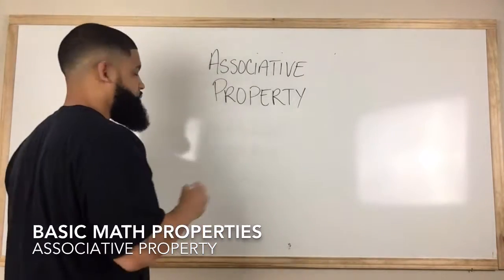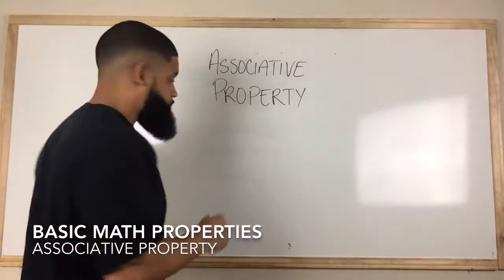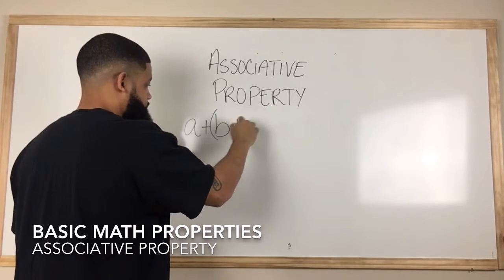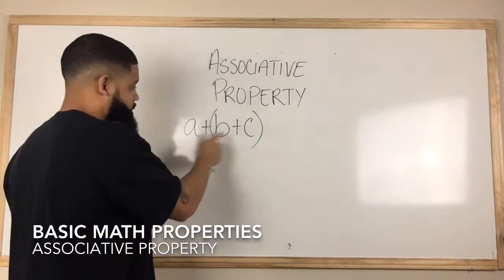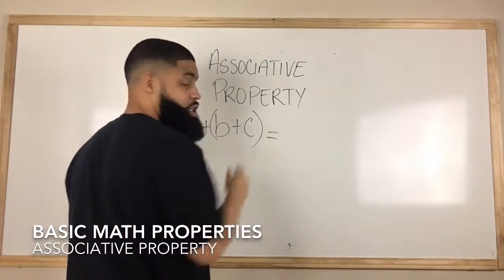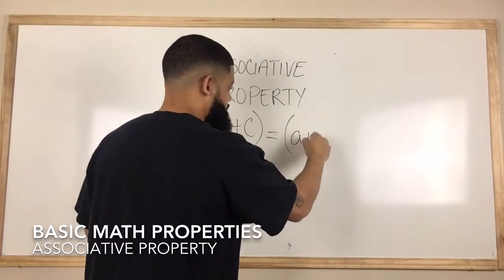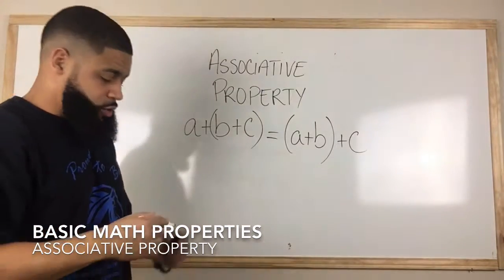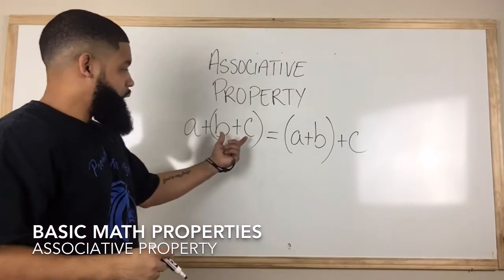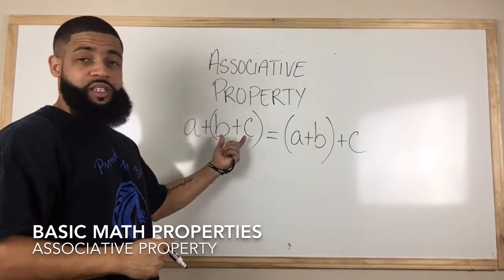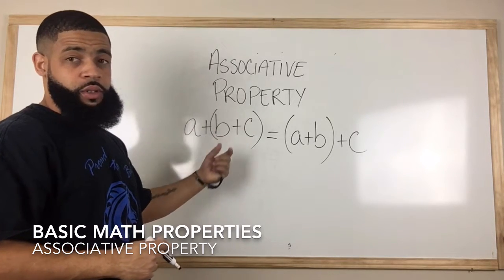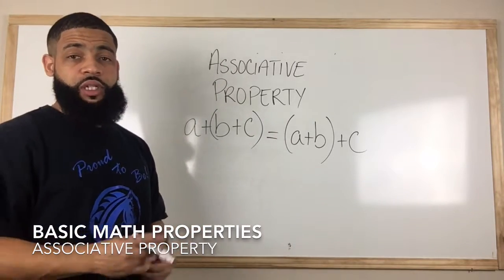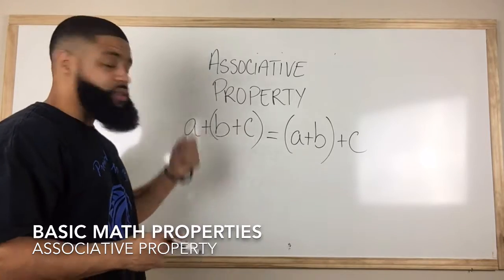So if I have three numbers, A, B, and C, right? So if I have A plus B plus C, so A plus the quantity of B plus C, it's going to equal the quantity of A plus B, plus C. Now, first of all, we must understand that according to order of operations, I have to find the sum that's in parentheses first. Okay? So in both of these cases, I have to find the sum of the numbers in parentheses first. Then after I get that sum, I add the other value.